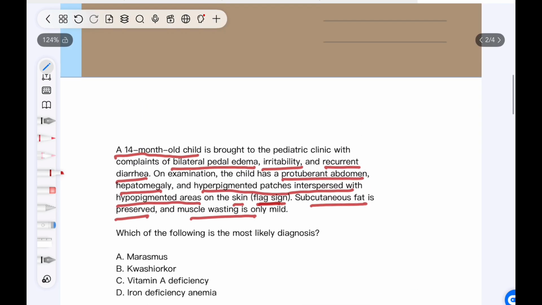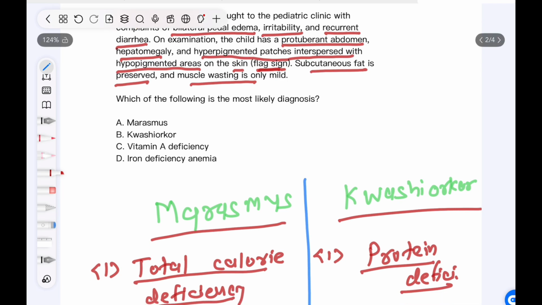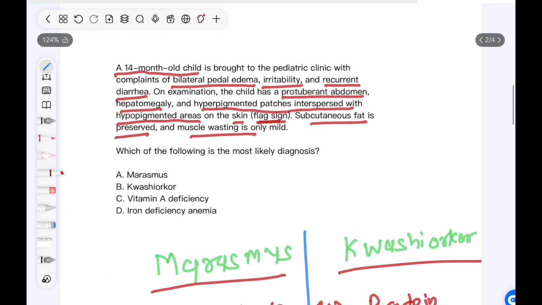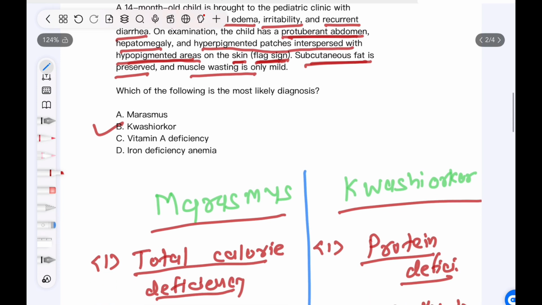Then here in this question, option A is marasmus, option B is Kwashiorkor, option C is vitamin A deficiency, and option D is iron deficiency anemia. So definitely the answer of this question is option B, Kwashiorkor, because here the child has a protuberant abdomen and hyperpigmented patches interspersed with hypopigmented area on the skin, so fleck sign is there, and subcutaneous fat is also preserved. So the answer of this question is option B.